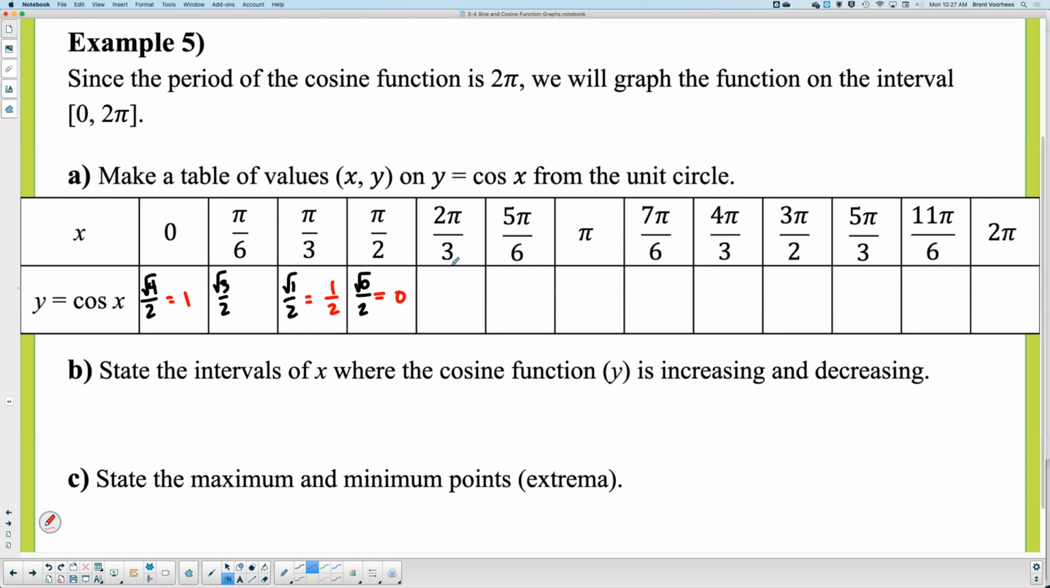Okay, 2 pi over 3. Which finger would that be? Index. Bend it, flip it. How many x fingers do you have there? 1. So it's going to be negative square root 1 over 2. That can reduce to become negative 1/2.